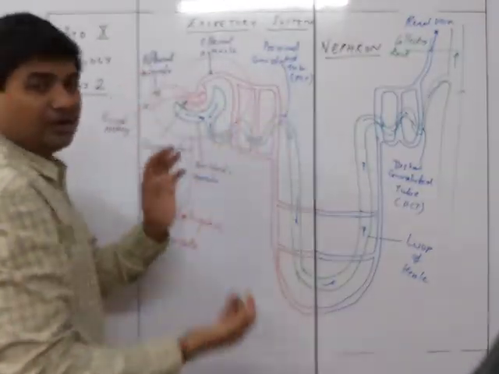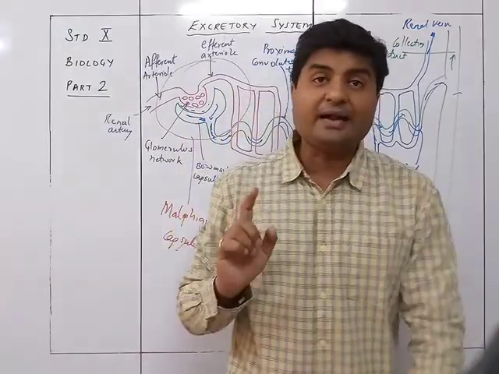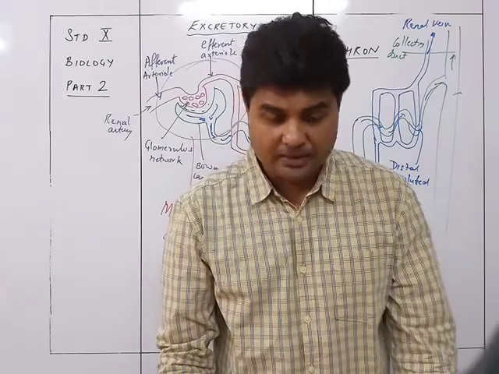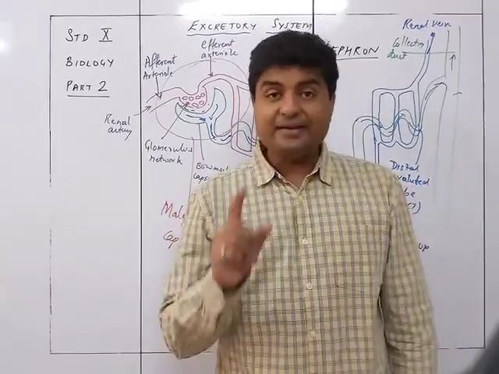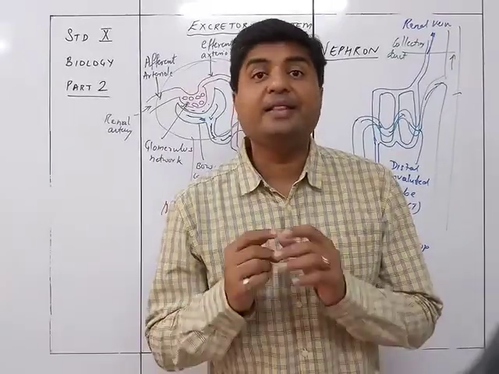This part of the nephron is present in the cortex, and that gives it a dotted appearance because it is made up of filter material. So that is the Bowman's capsule and the proximal convoluted tubule in the cortex.